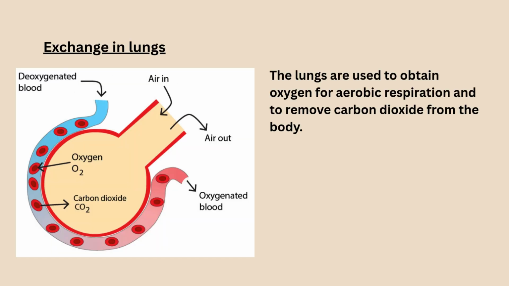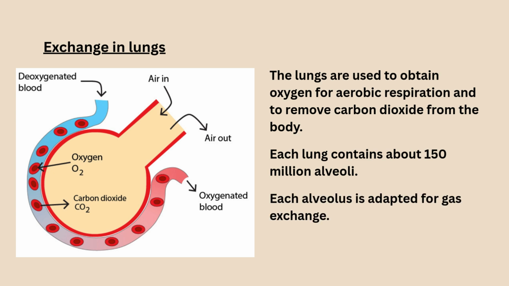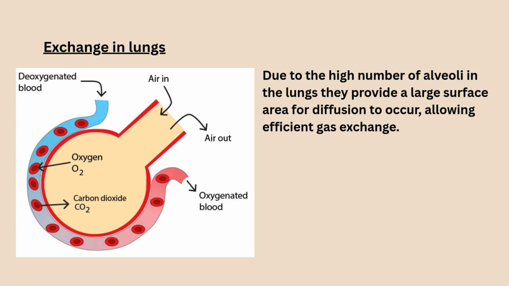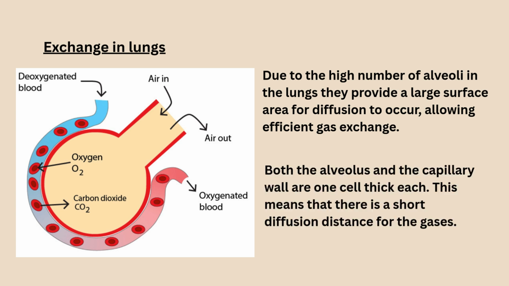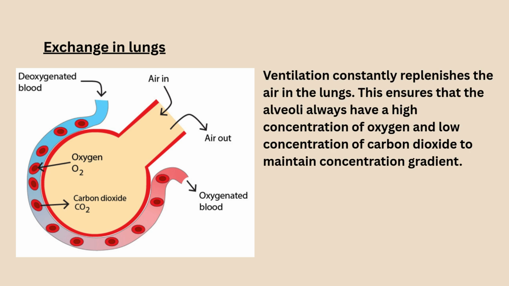Exchange in the lungs. The lungs are used to obtain oxygen for aerobic respiration and to remove carbon dioxide from the body. Each lung contains about 150 million alveoli, and each alveolus is adapted for gas exchange. Due to the high number of alveoli in the lungs, they provide a large surface area for diffusion to occur, allowing efficient gas exchange. Both the alveolus and the capillary wall are 1 cell thick each. This means that there is a short diffusion distance for the gases.